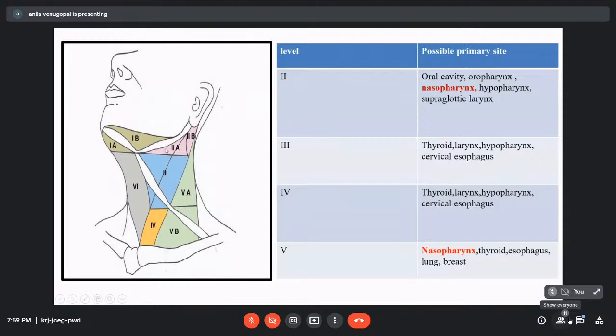This representation is very useful to know the possible primary site, because the lymphatic drainage of the head and neck area is predictable. From the level of nodes you can suggest which could be the primary, and you can see that level 2 suggests nasopharynx, and level 5 among the head and neck, it is the nasopharynx. The rest are thyroid, esophagus, lung and breast.